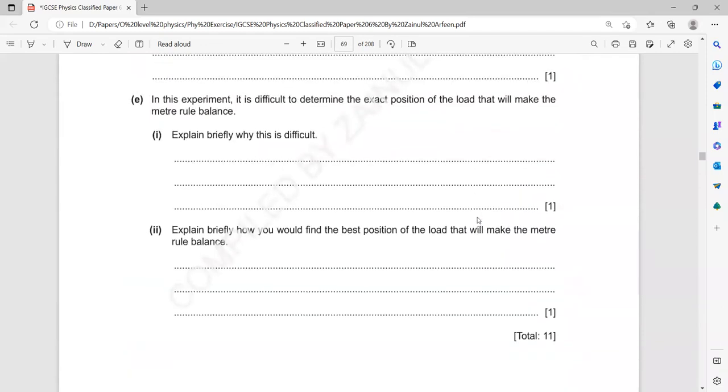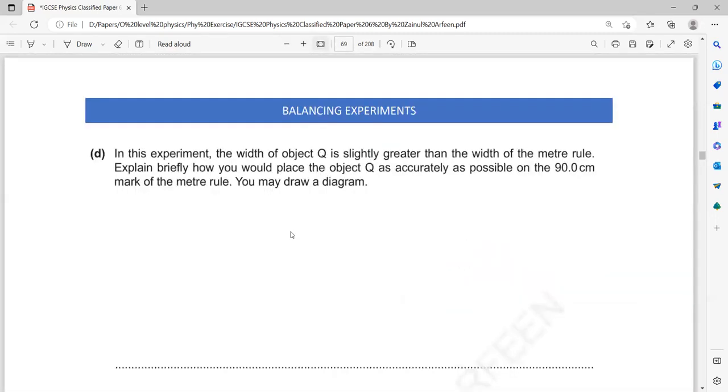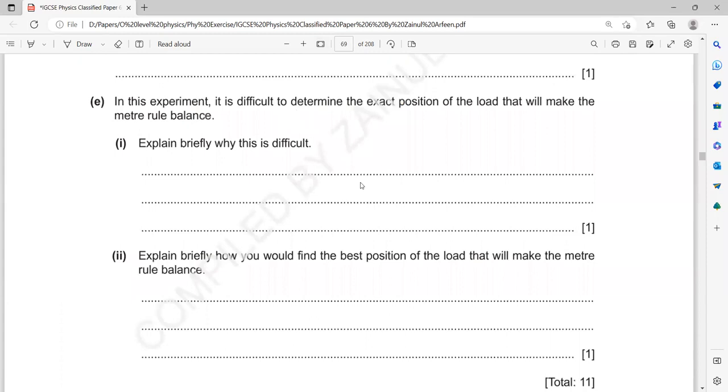So how do you find the position? The next part, E. In this experiment, it is difficult to determine the exact position of a load that will make the meter rule balance. Explain why this is a difficulty. So why is this a difficulty? Because of this, the meter rule will slip. Difficult to obtain a balance point, or the meter rule will slip. That's why.